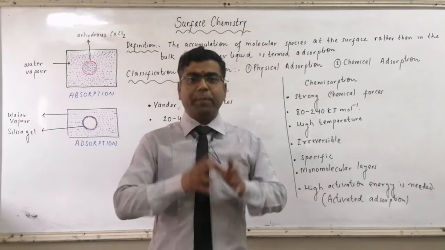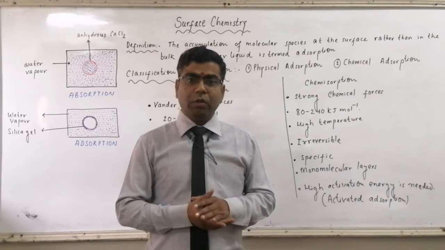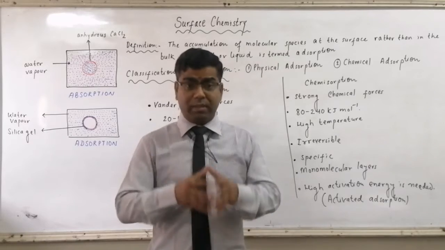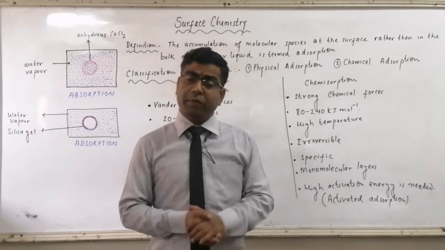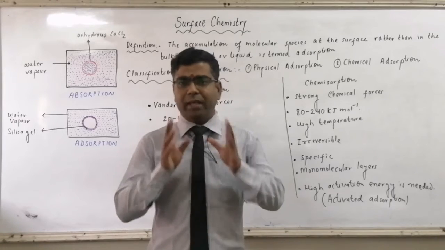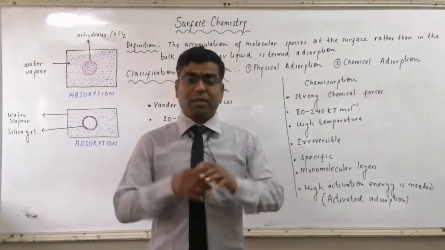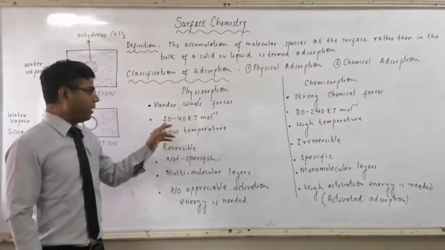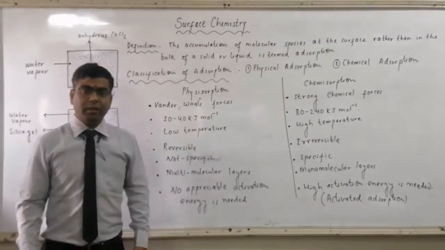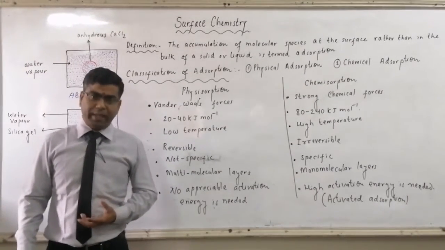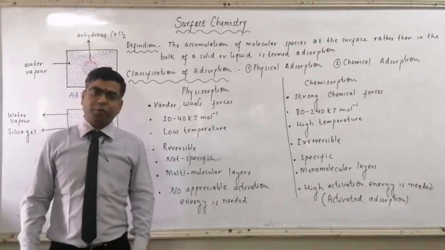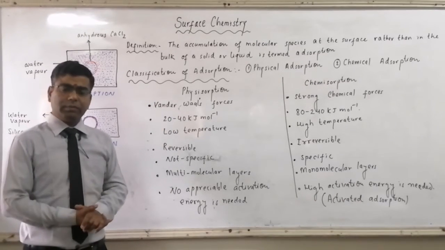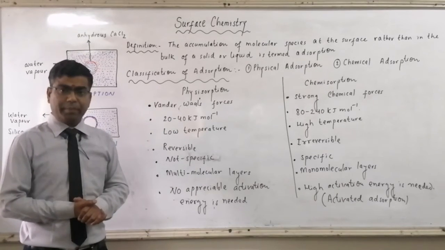Whenever adsorbate particles get adsorbed on the surface of adsorbent, then energy is released because there exists a force of attraction. If the forces are weak, release of energy will be less. If forces are strong, release of energy will be more. So here, energy release is 20 to 40 kilojoule per mole. When 1 mole of adsorbate gets adsorbed on the surface of adsorbent, then the energy release is 20 to 40 kilojoule for 1 mole of adsorption.